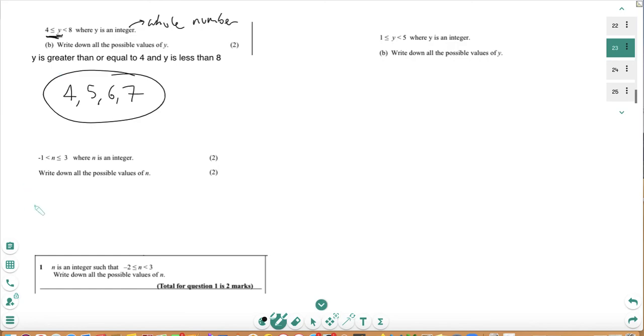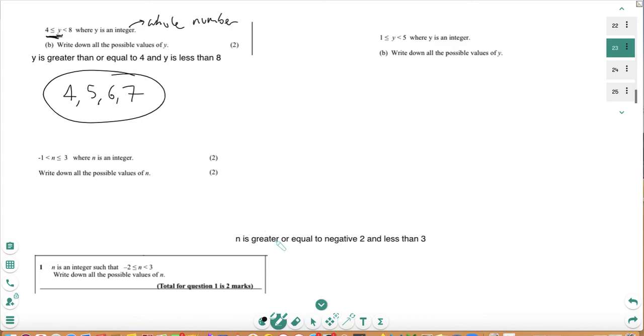Let's look at this one over here. n is an integer such that n is greater than or equal to -2, but less than 3. Okay? Write down all the possible values for n. So let's translate the inequality into a sentence. n is greater than or equal to -2, and less than 3. And n is a whole number.